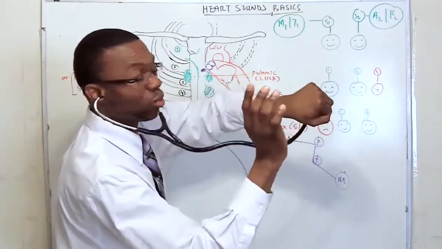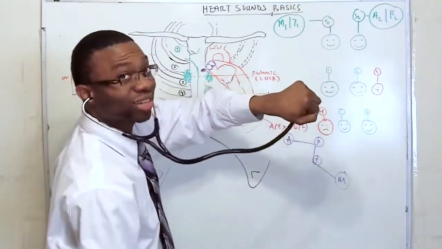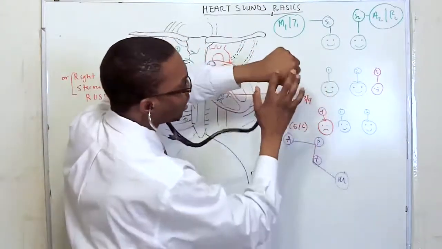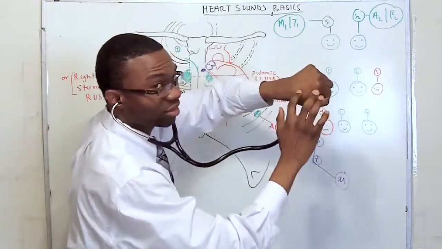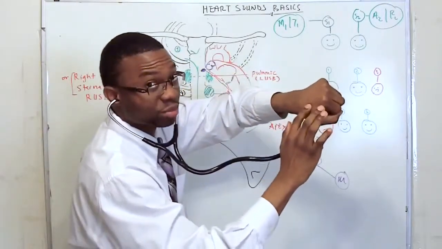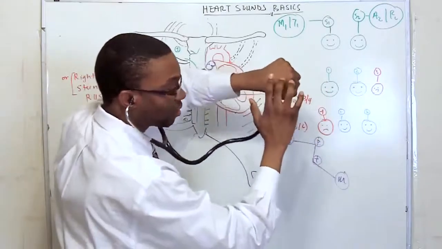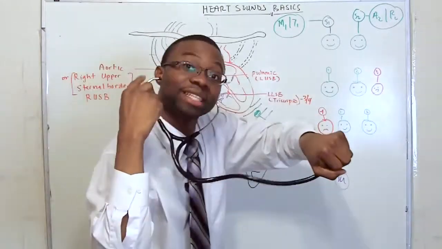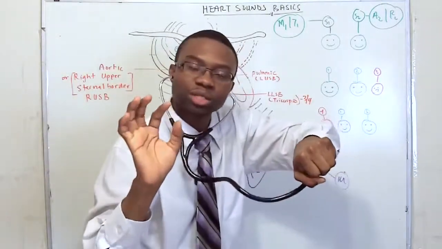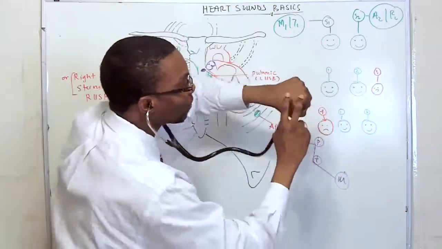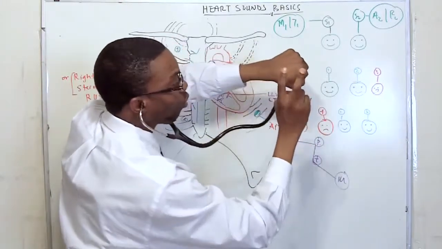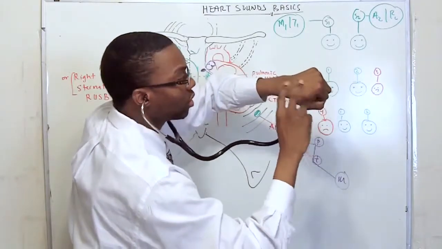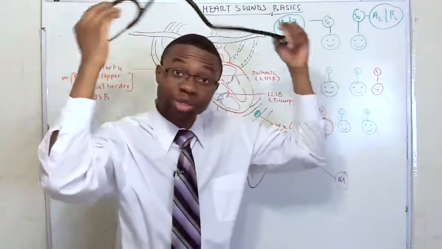And this is S1. That's S1. Yeah, I know. One sound. Look at that. S1. That's mitral and tricuspid. S2. Look at that. Now, when you have your stethoscope, you can actually hear this inside your ears. It's like a little small subtle sound. 1, 2. 1, 2. So we're going to demonstrate that on the board.